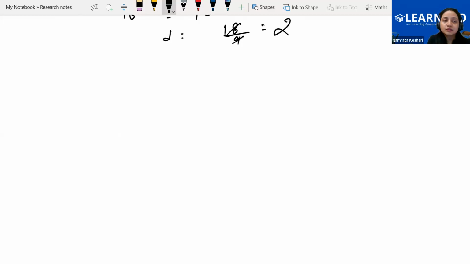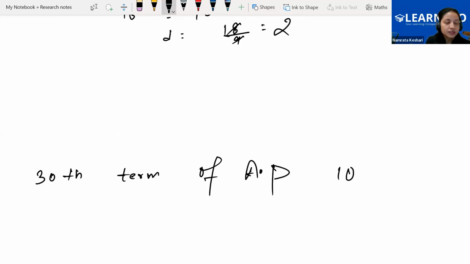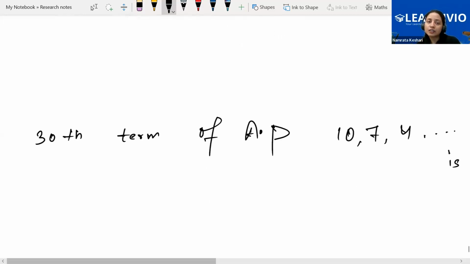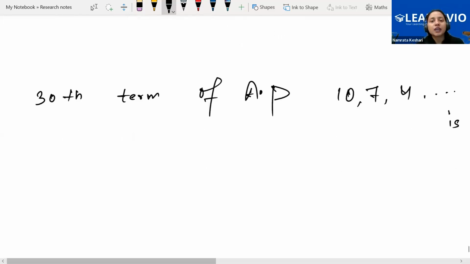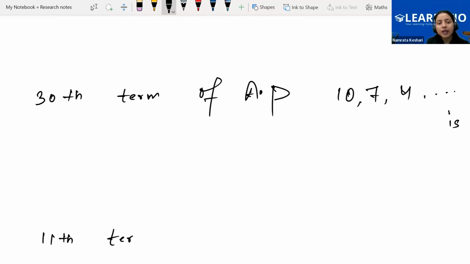The 30th term of the AP 10, 7, 4 is, tell me, what is the 30th term of this AP? Now that's why I was explaining to you the meaning of an and n. If you have understood, you will be able to do this one. Please do it. Next one is the 11th term. And here I am going to write each and everyone's response. We will be checking whether whatever you have got, everyone is getting the same or not.